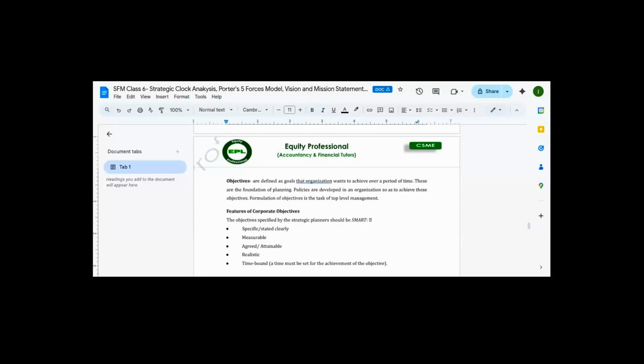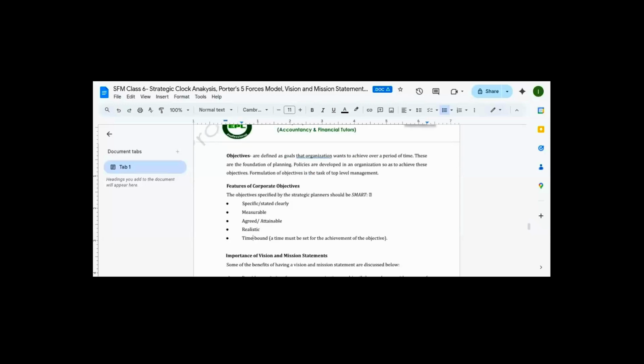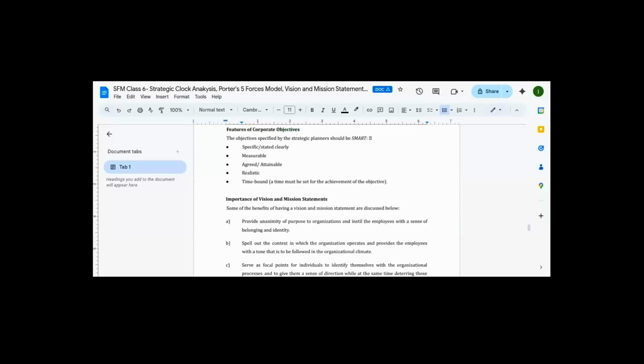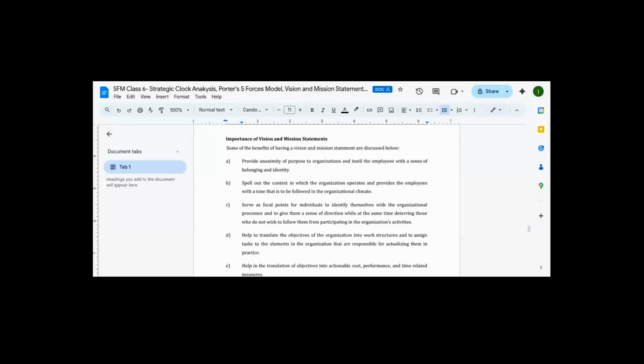SMART means that your objective and that of the corporate organization must be specific. The objective, apart from being specific, must be measurable. The objective of the company must be attainable. Fourthly, the objective must be realistic, and the objective must be time bound. It must have a reasonable time within which we want to achieve our stated objectives.